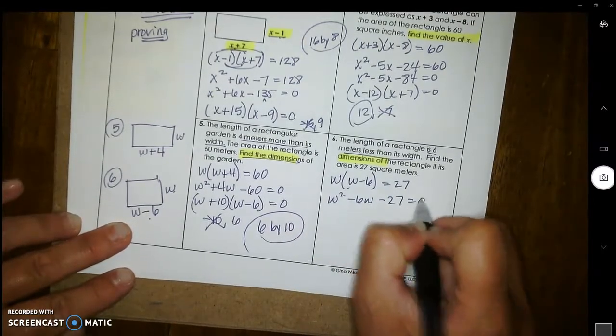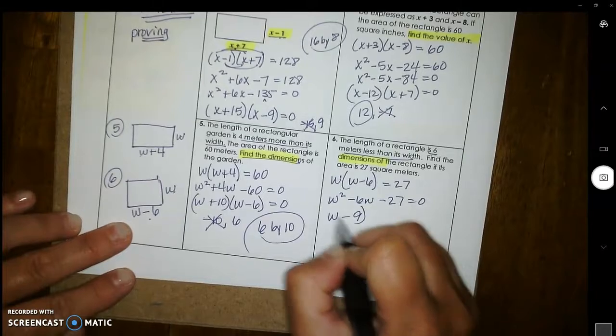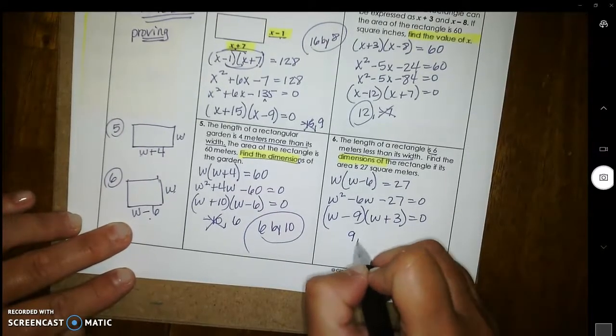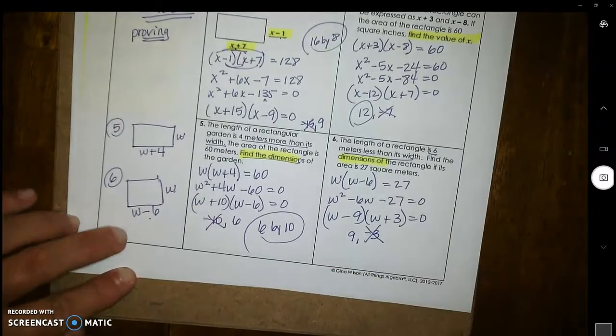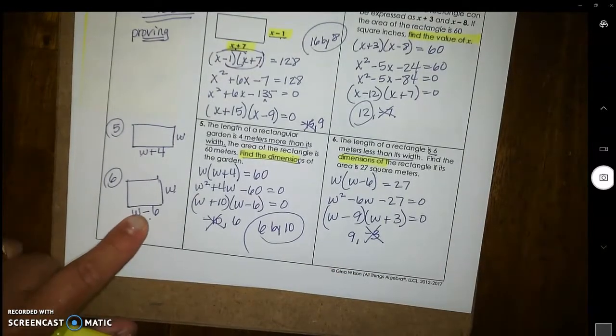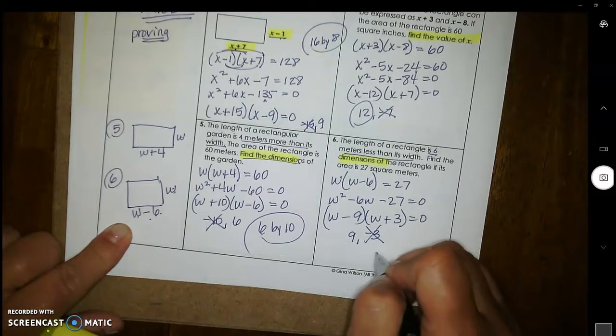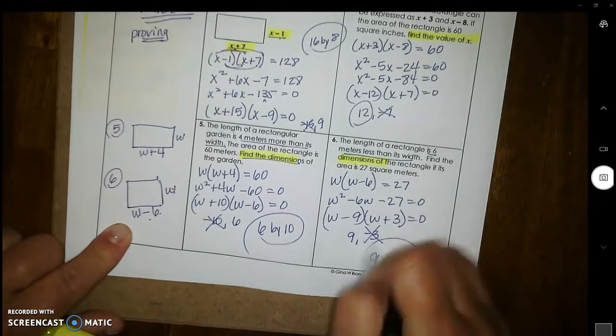Let's subtract our 27 over. W minus 9, W plus 3, positive 9, negative 3. Negative 3 is not going to work. When I put this over here, I get 9. 9 minus 6 is 3, and so 9 by 3.